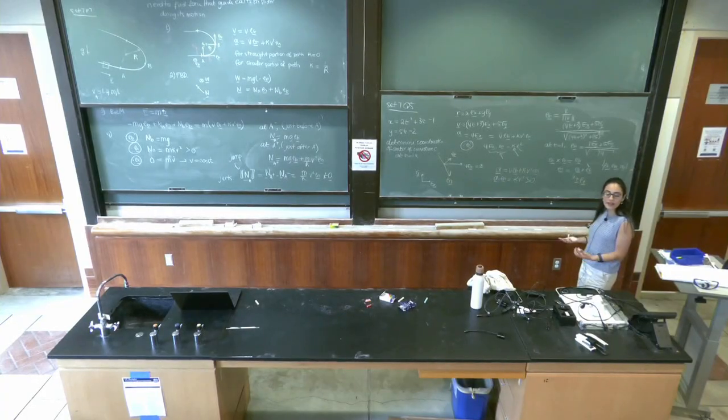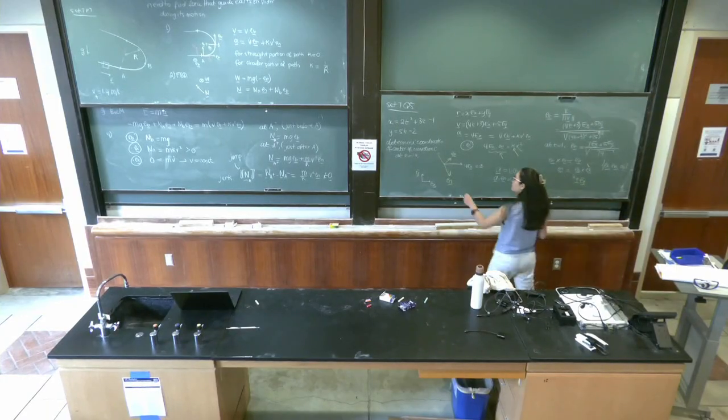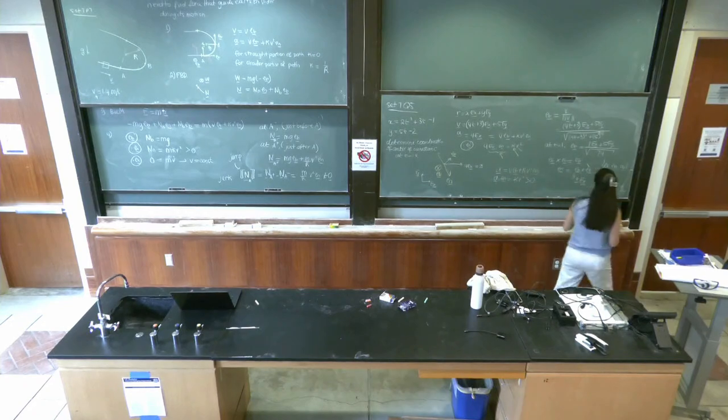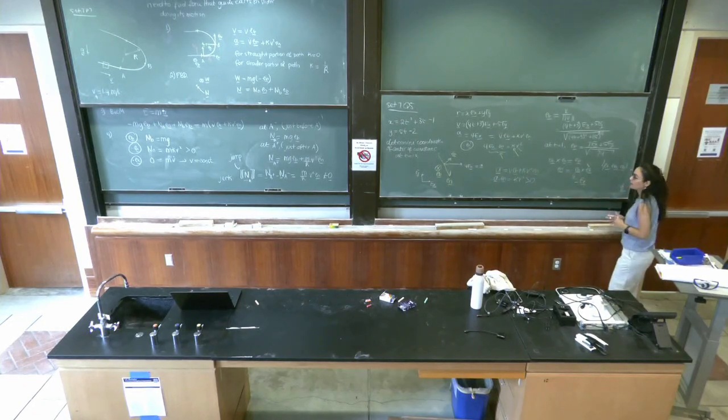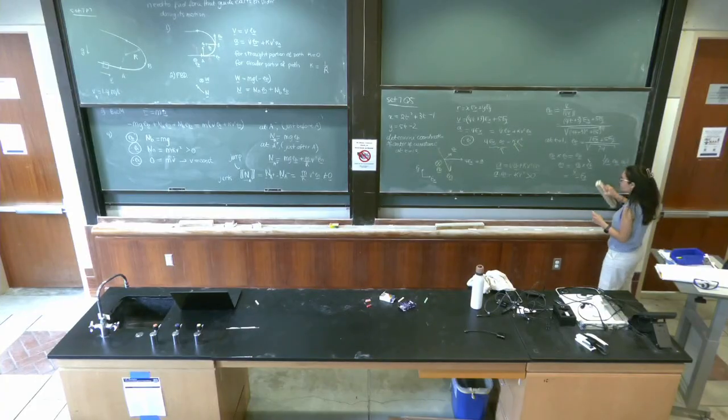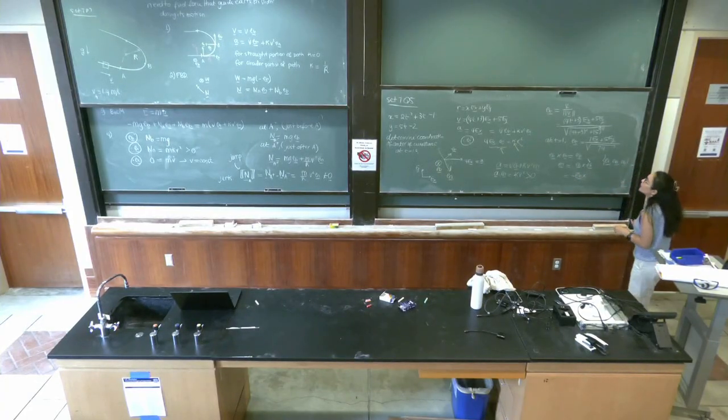So how is EB then? Into the page. EB now is equal to not plus but minus EZ. So now I can calculate En is equal to minus EZ crossed with this.